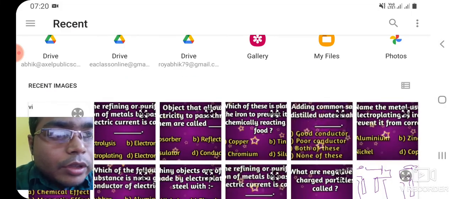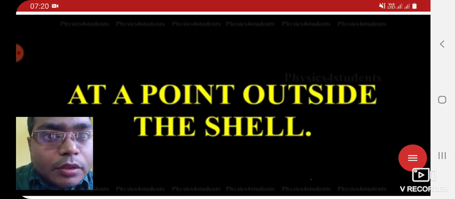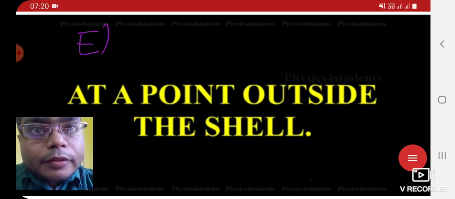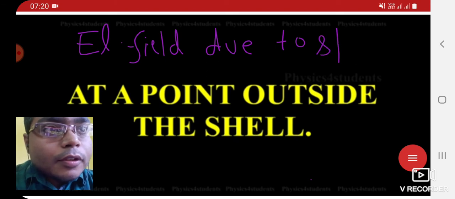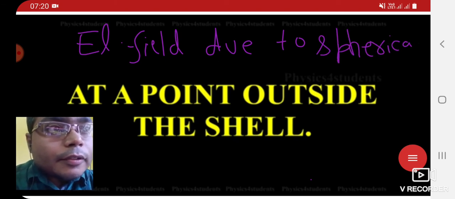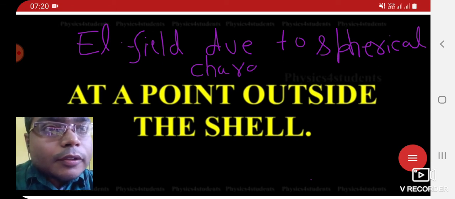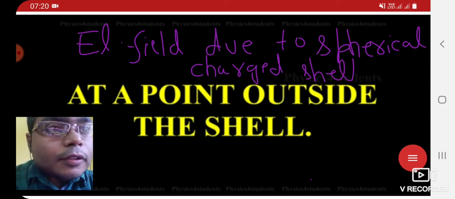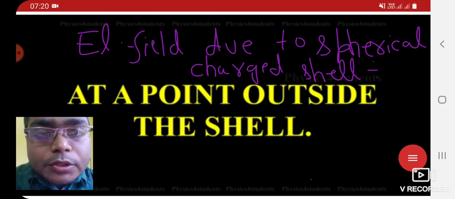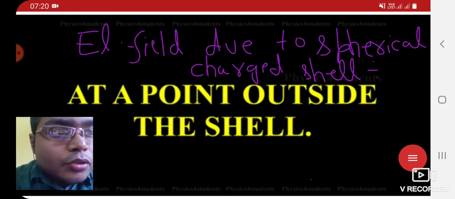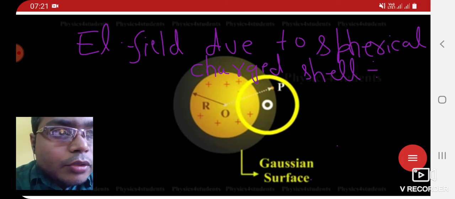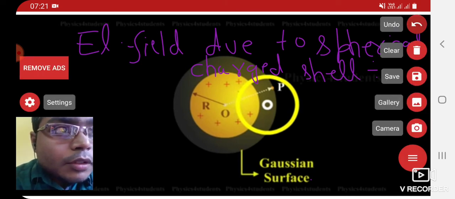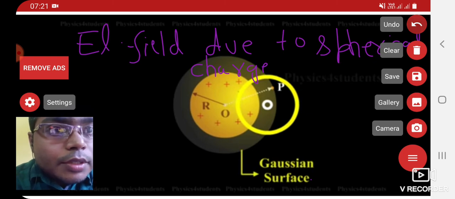The third application we are going to take is the spherical shell. So we are going to calculate the electric field due to a spherical charged shell. There will be three different positions where we are going to calculate the electric field. The first position will be outside the shell. For the position outside the shell, you can see the point P is outside the spherical shell.